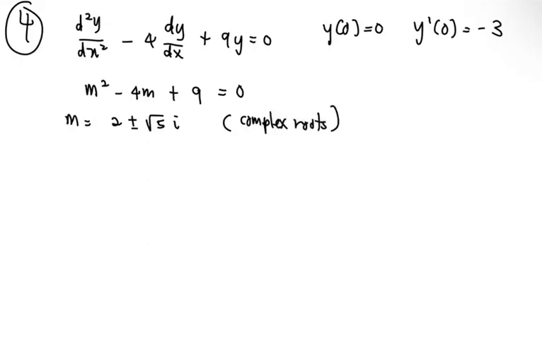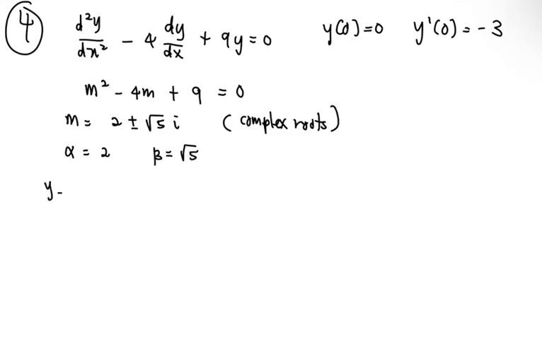Roots mean m's. Since we have plus and minus, we have m1 and m2. There are two roots. First is 2 plus square root of 5i. Second is 2 minus square root of 5i. So identify the real part. The real part will be alpha, which is 2. Identify beta. Beta is the imaginary part, so root of 5.